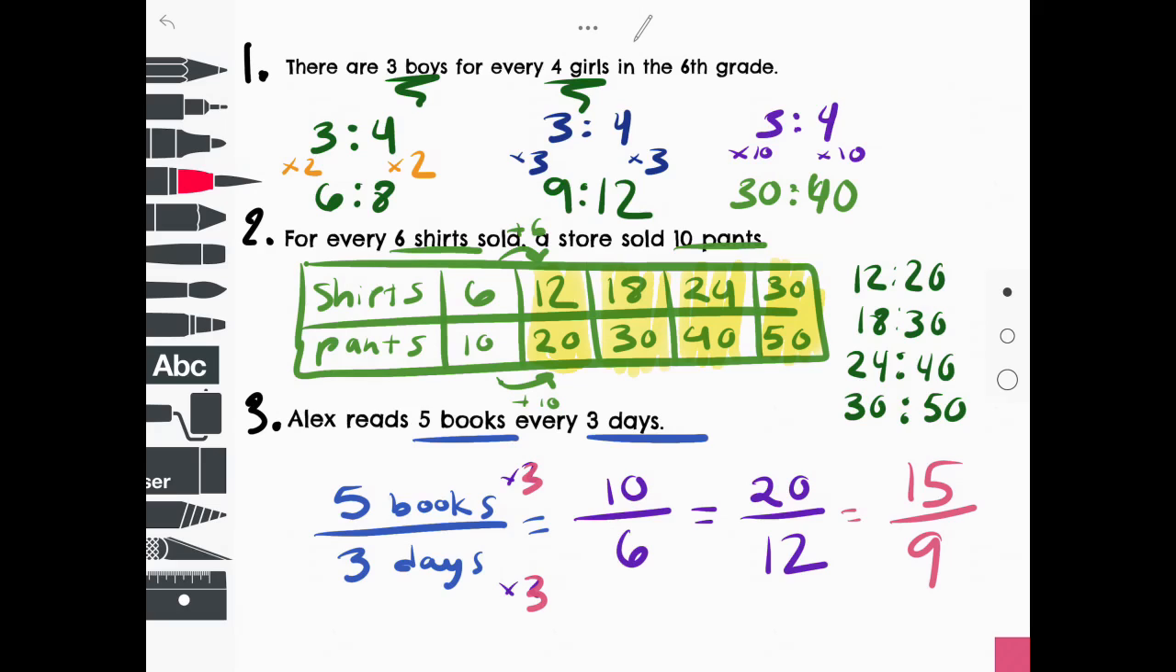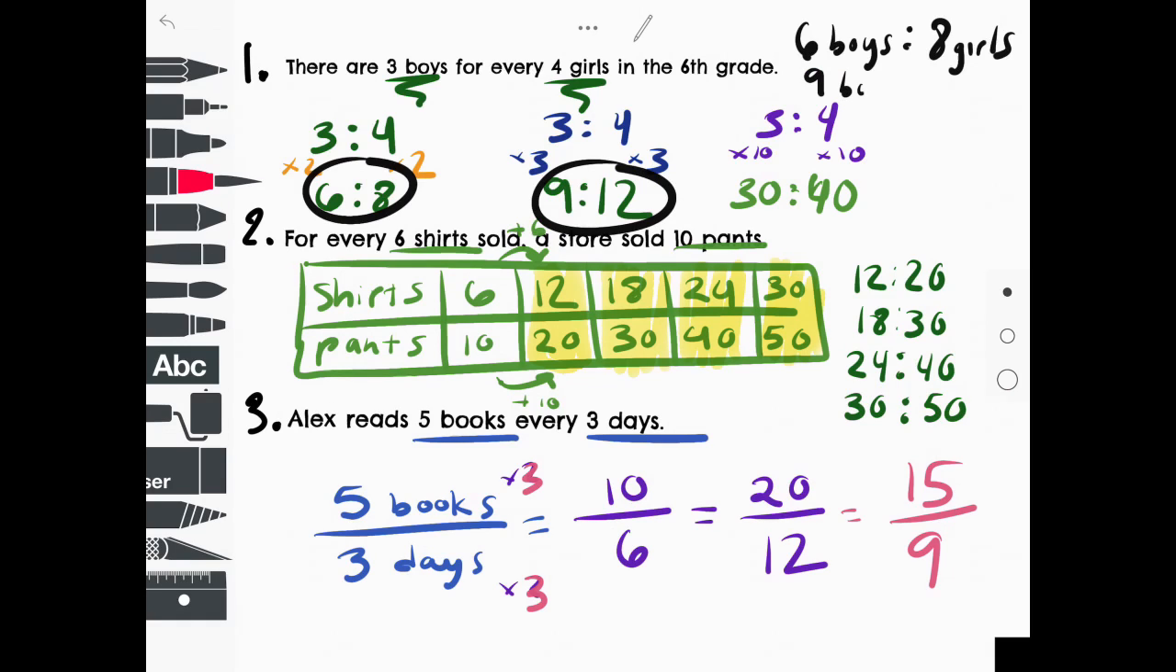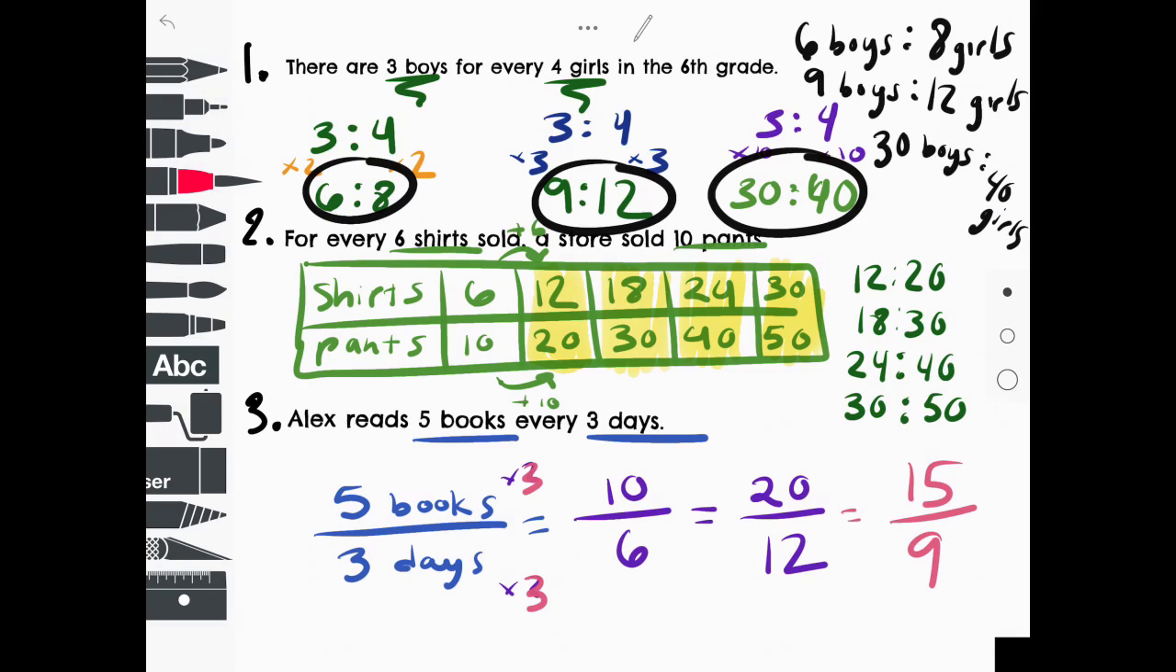Now, something I did not do that you need to do, otherwise things are going to get confusing because these are just numbers. You need to label each ratio. You need to label each number. So if I go back to number 1, I need to say that we had 6 boys to 8 girls, or 9 boys to 12 girls, 30 boys, I'm running out of room, to 40 girls. And the same thing with all of these.